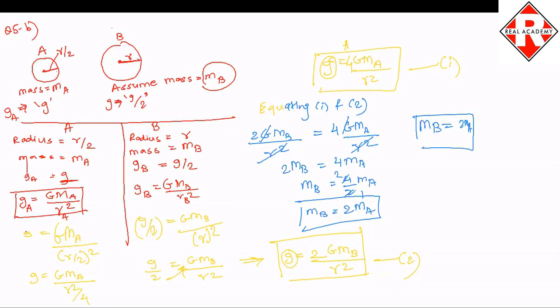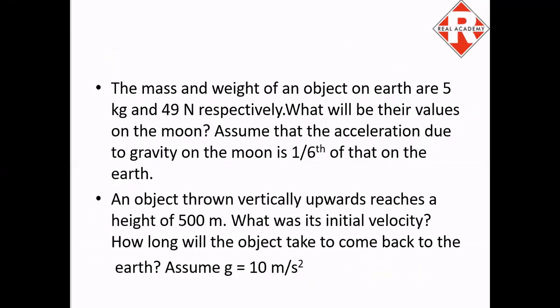Let's see the third one now. So this is question 5C. The mass and weight of an object on earth are 5 kg and 49 Newton respectively. Again we have done this.